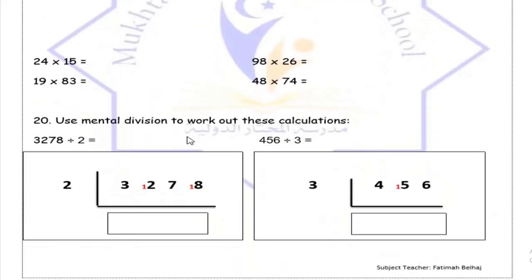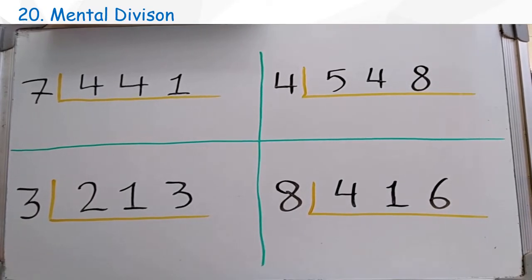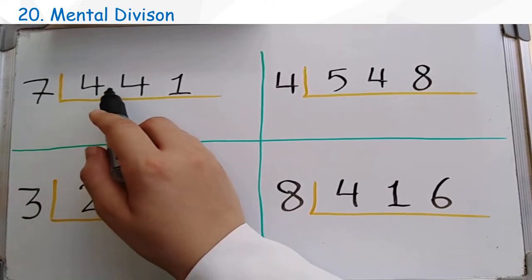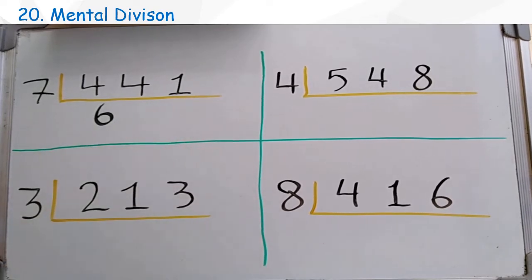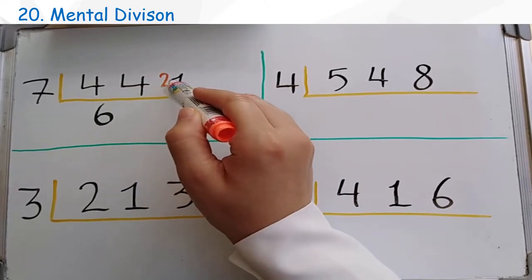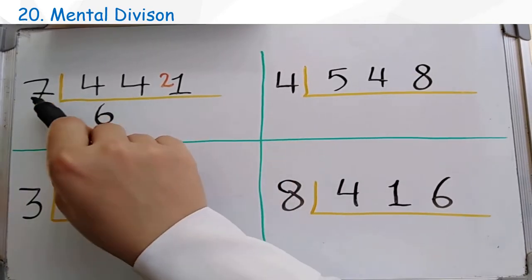Let's move on to 20. Use mental division to work out these calculations. Let us first try to divide 441 by 7. How many 7s in 4? That's not possible, since 7 is greater than 4. So how many 7s in 44? The answer is 6, since 6 times 7 is 42. That means there is a remainder of 2. I will pass that remainder to the following number, which is 1. Instead of 1, it will become 21 now. How many 7s in 21? The answer is 3.